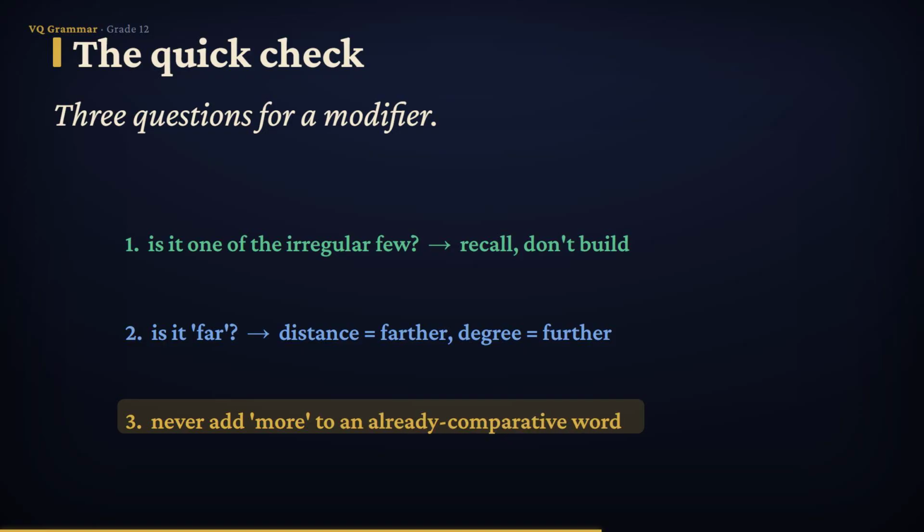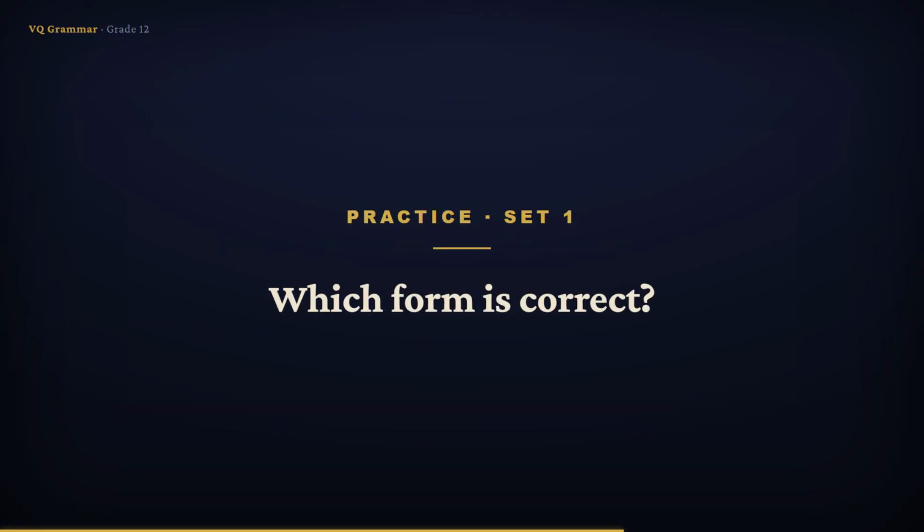Guard against the double comparison. Never add more to a word that's already comparative, like better or worse. Run those 3 checks and you'll never write gooder or more better again. Let's practice. In this first set, I'll give you a sentence with 2 choices. Pick the form that's actually correct. Think about those irregular words and the forms that don't really exist. Pause the video and choose before I reveal each answer.